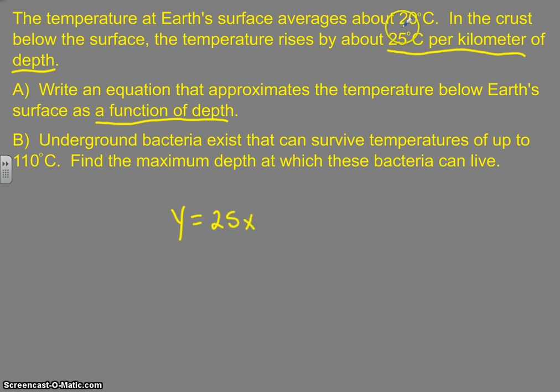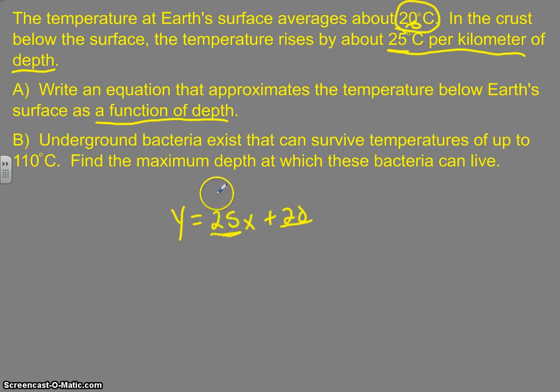Okay, and our starting point is here, plus 20. That's where we start at. Okay, so as we go down below the Earth's surface, we are rising 25 degrees, but we start out at 20 degrees, so we have to add that to the mix. Now notice our rate is actually a slope, and our starting point is actually a y-intercept. Okay, just wanted you to notice that.